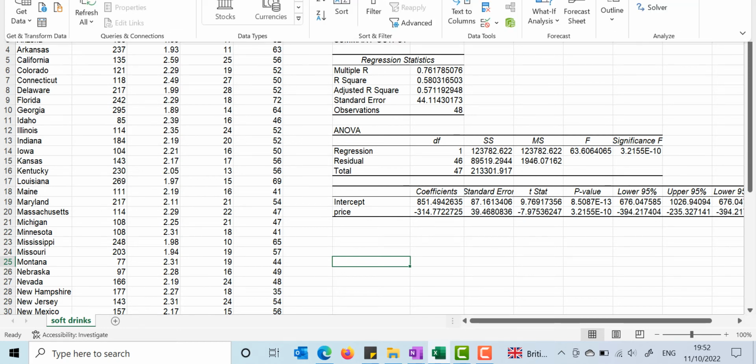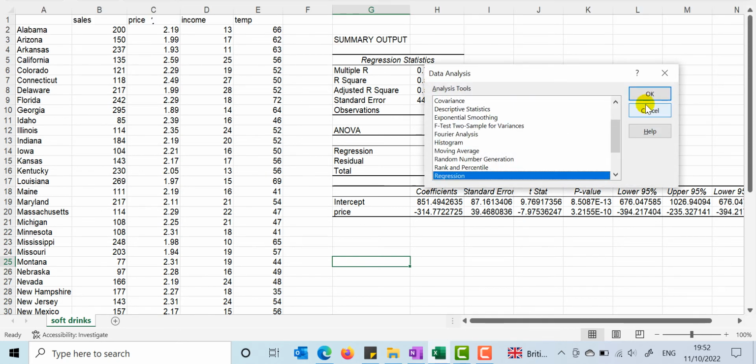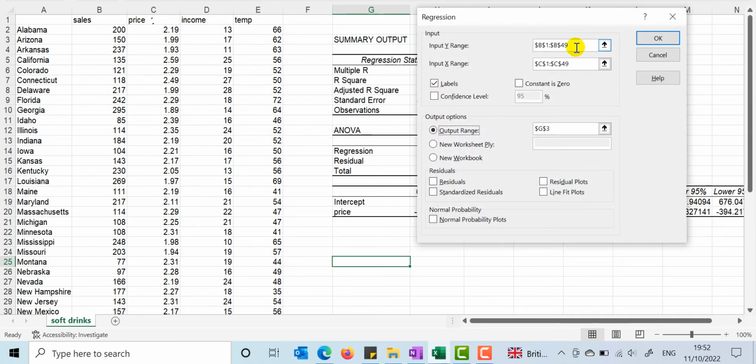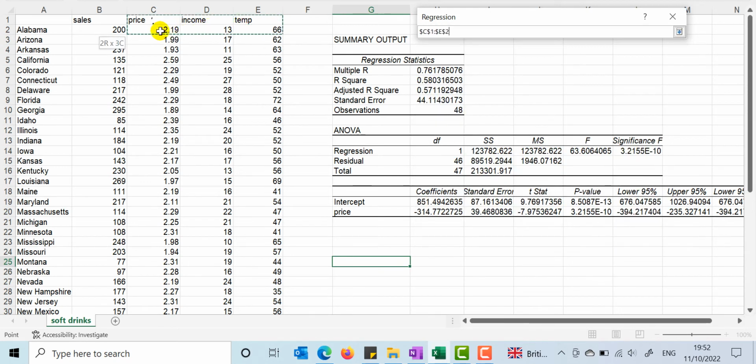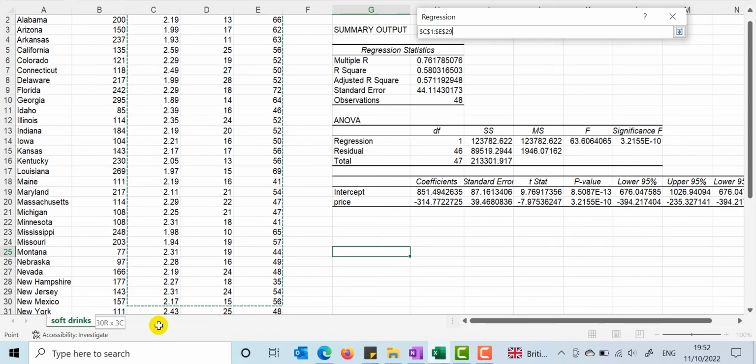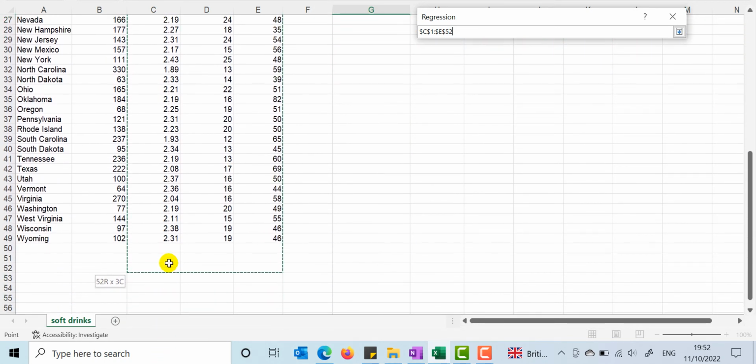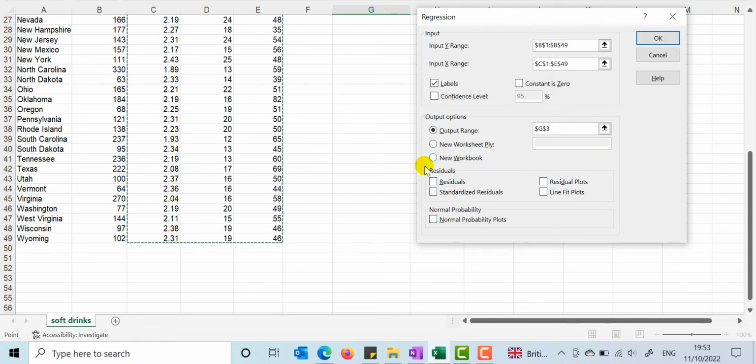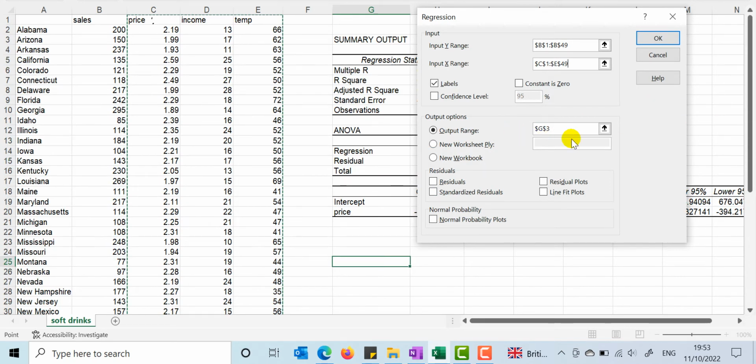Again, we go to data analysis. Okay, now our y range stays the same as before, but we need to change the x range because we're going to include 3 variables now. So don't include sales because that's not part of the independent variables. X's on the right hand side of the equation are independent variables, and the dependent variable is y. That's usually on the left hand side of the equation or the model. So that's our output cell, and labels ticked, and we have the correct range selected.